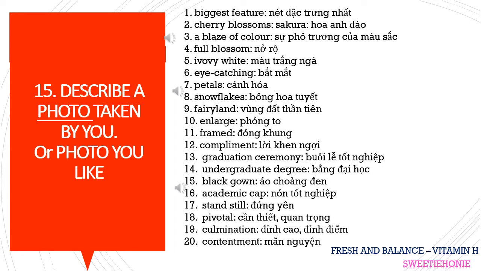It is a photograph that I took myself of my mom standing in front of lots of cherry trees, which is the biggest feature of Dalat. You know, all the cherry blossoms, which are called sakura in Japanese, are in full blossom in spring. All the cherry blossoms are a blaze of color, bright pink, light pink, ivory white. All the fancy and romantic colors you could possibly imagine.